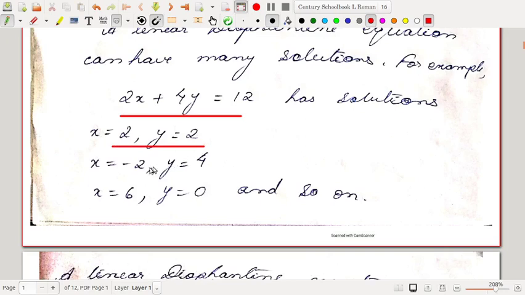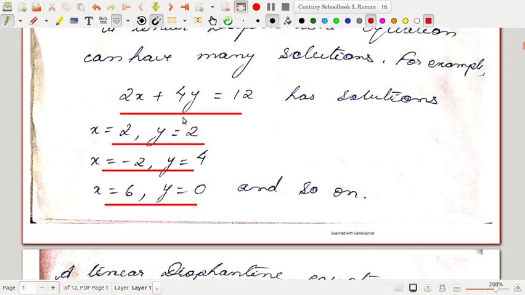What about the second one? x equal to minus 2, so it's minus 4, plus y equal to 4, so it's 4 into 4, 16, and 16 minus 4 is 12. So the second one is also a solution. The third one, x equal to 6, y equal to 0, is also a solution. In fact, we will see in this lecture itself that there are infinitely many solutions for this equation.